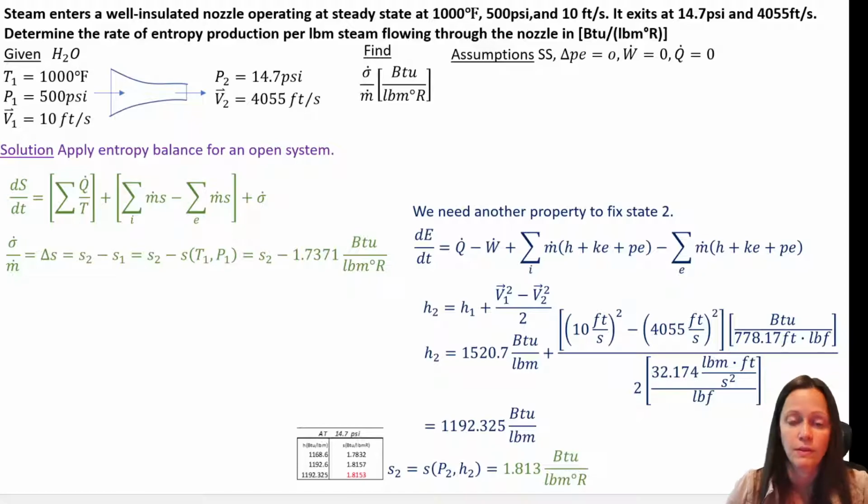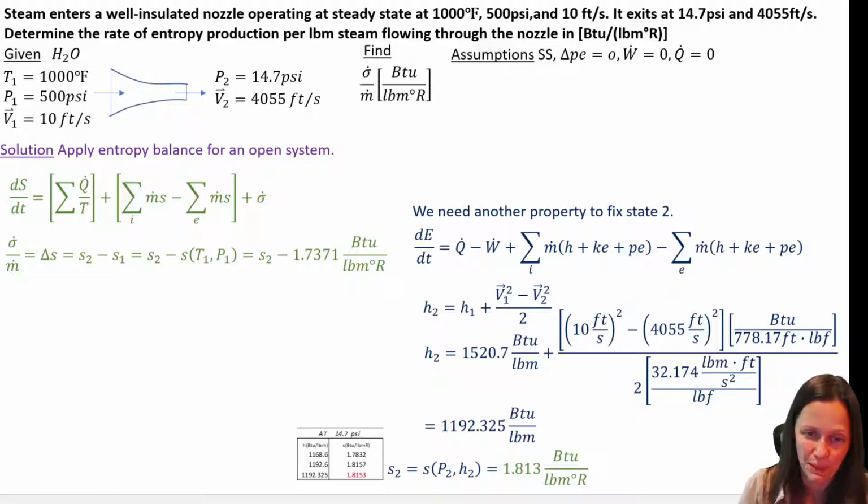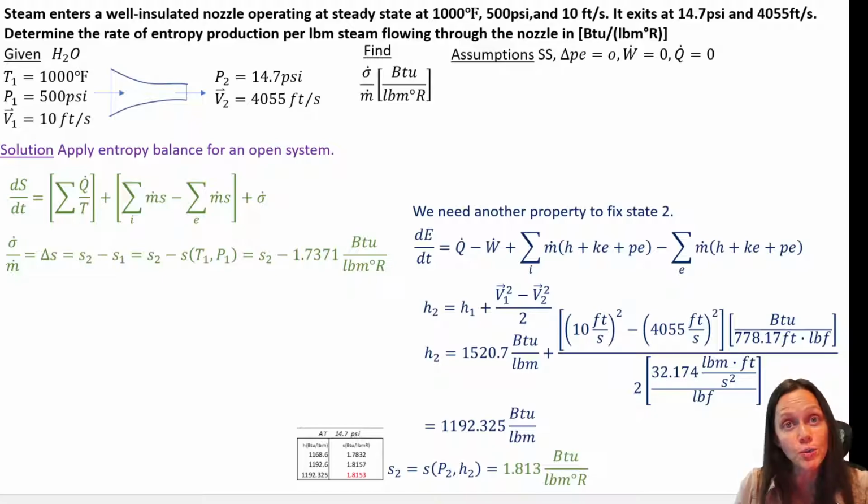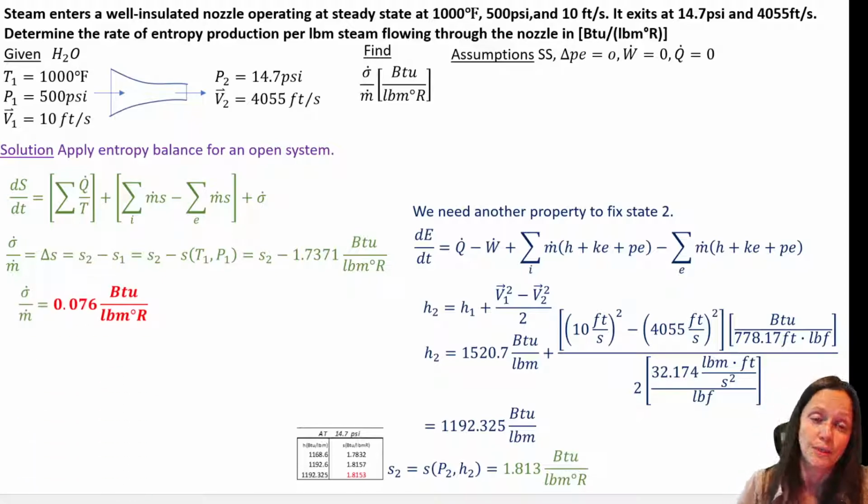So now I have to get the S2 value evaluated at P2, 14.7 PSI, and H2, 1192.325. At P2 and H2, it ends up being superheated. So you do have to interpolate in your superheated tables, but once you do that, you can plug that S2 value into that sigma dot over m dot equation. You get a sigma dot over m dot of 0.076 BTU per pound mass degree Rankine.